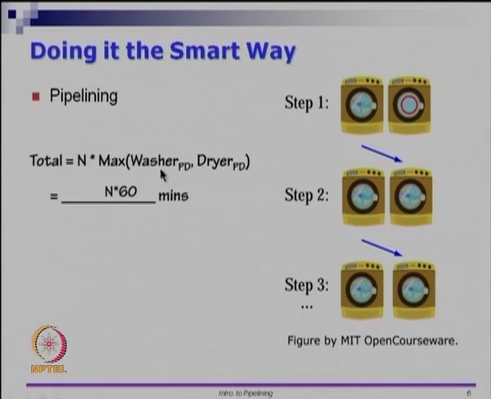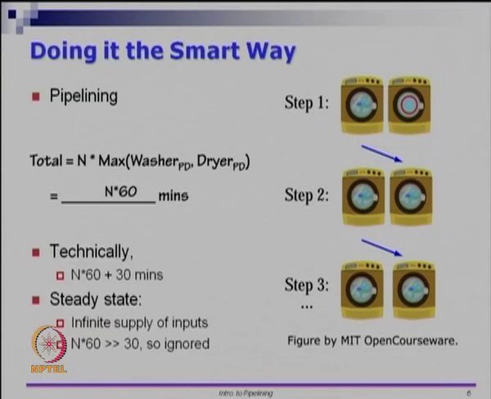So, the maximum of these 2 tasks is going to take 60 minutes, right, and that is what this max is. So, max of washer and dryer is 60 minutes, it is n into 60. So, overall you will require something which is n into 60. So, this is actually an approximation. Technically you actually need n into 60 minutes plus the 30 minutes for the very first washer when there is no drying that is happening. So, you still need to spend that 30 minutes. So, I suggest that you go and work this out.